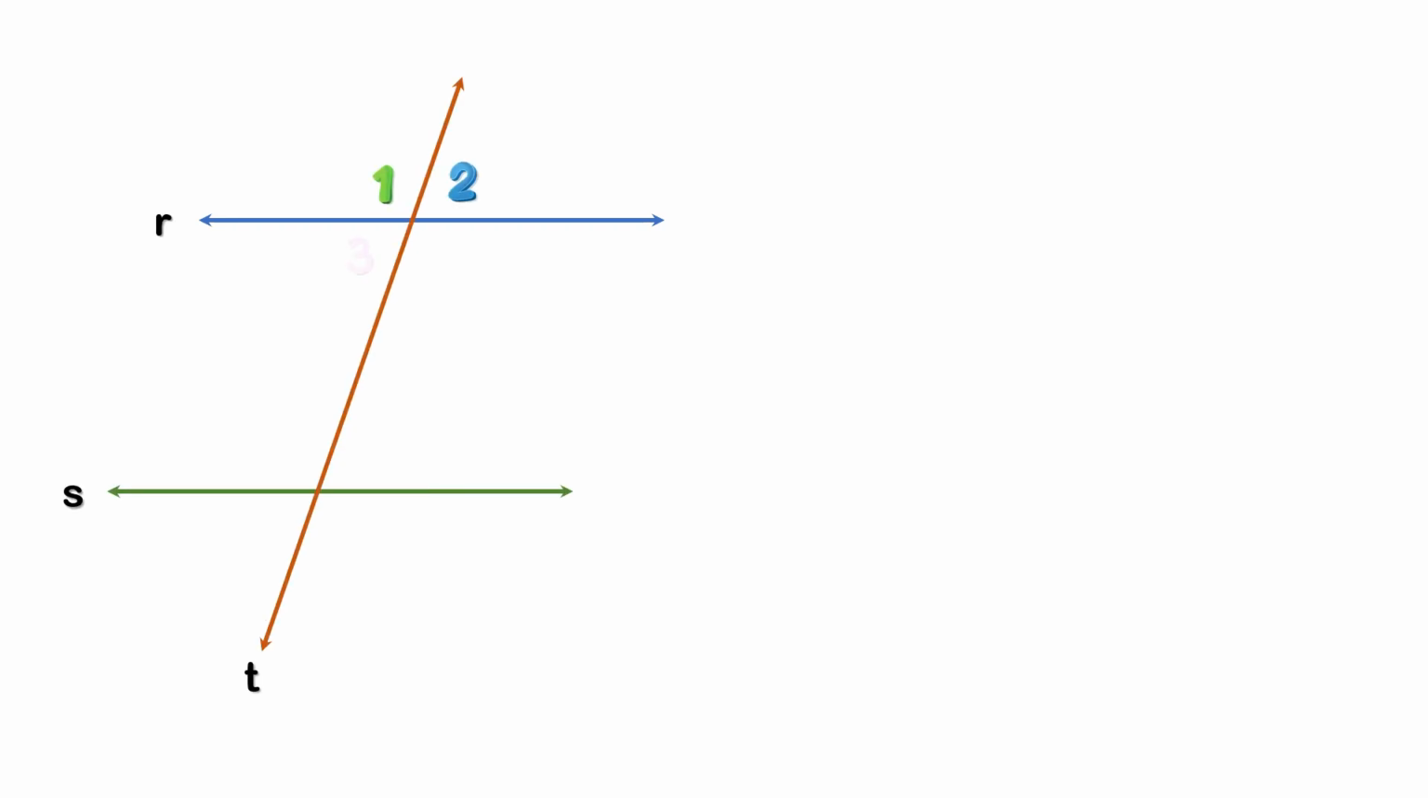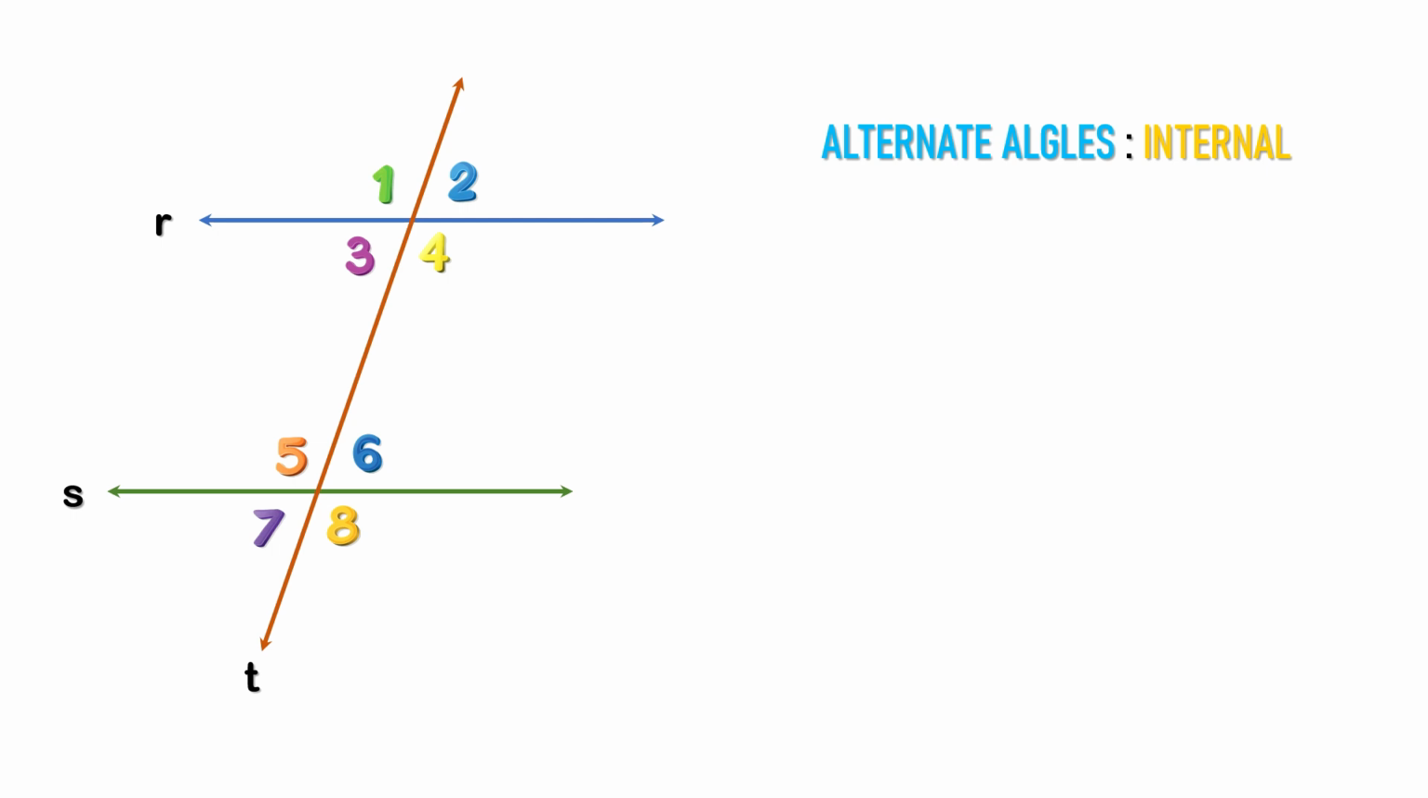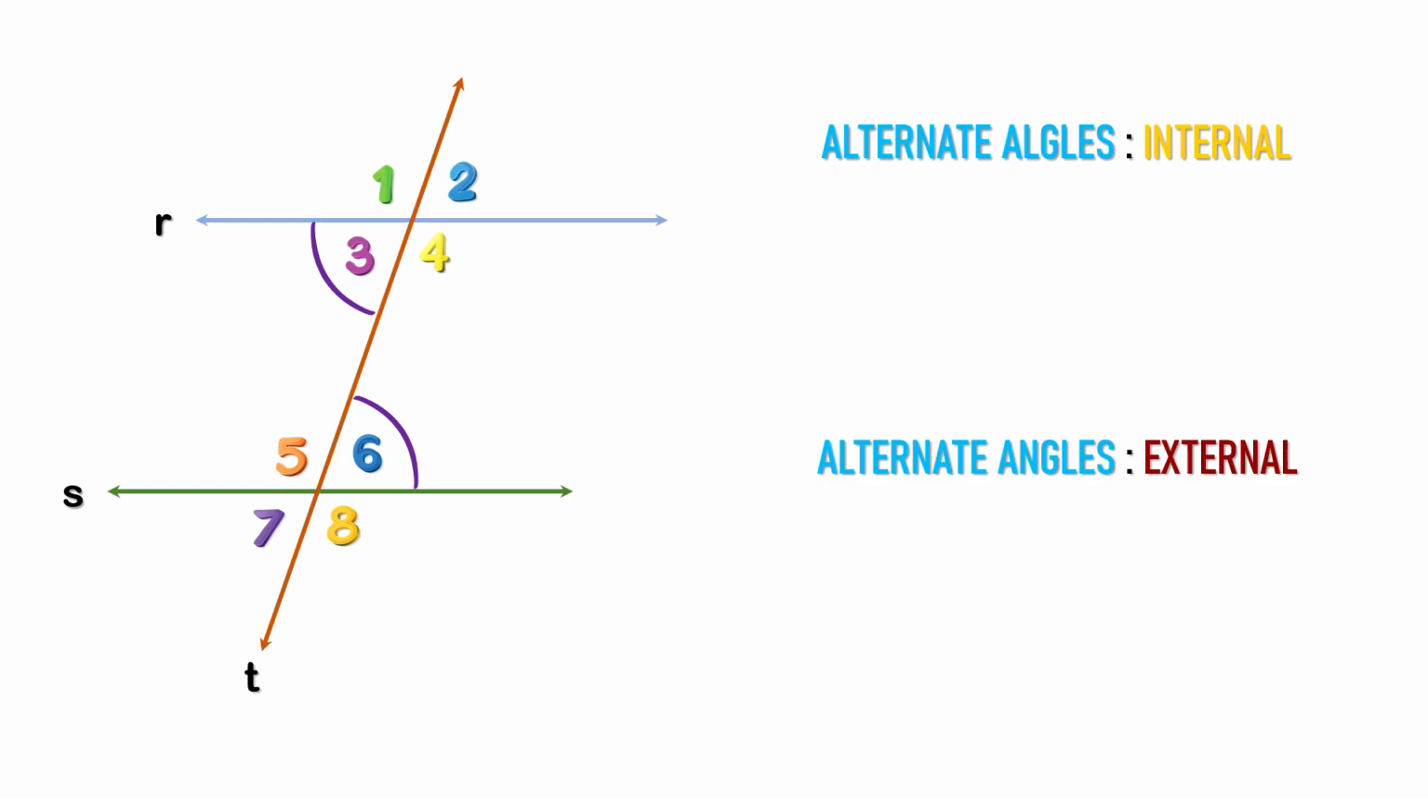When two parallel lines are cut by a transversal line, many angles appear. But today, we will focus on just two very powerful types: alternate interior angles and alternate exterior angles. Let's start with alternate interior angles, which are formed if they are between the two parallel lines and they are on opposite sides of the transversal.